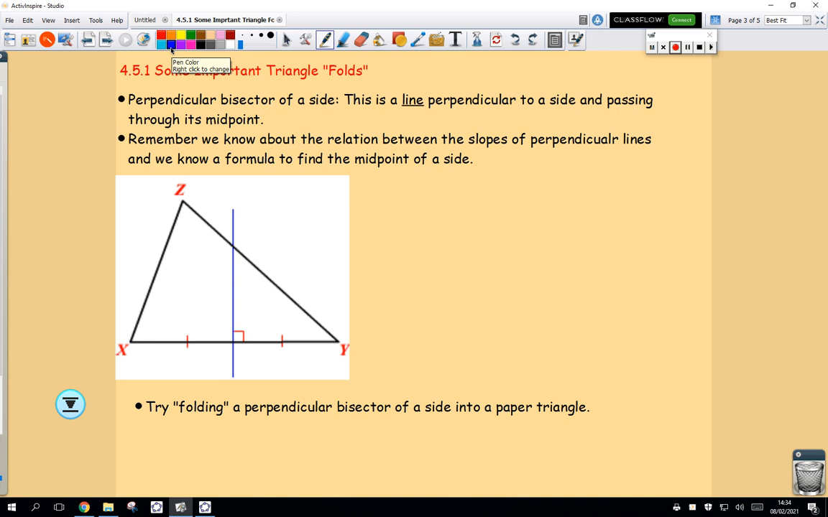Okay, I want to talk about the perpendicular bisector of a side. And again, this is the stuff you would have looked at before at junior cert. This is a line, as opposed to a line segment, perpendicular to a side and passing through its midpoint. So again, it's passing through the midpoint of a side, just like the median was, but instead of going off to the vertex, it's just perpendicular to that side.